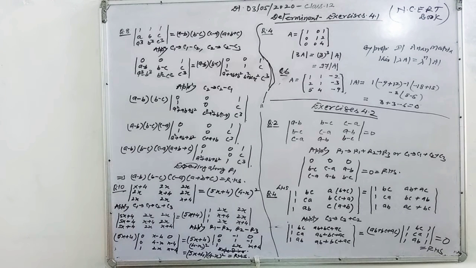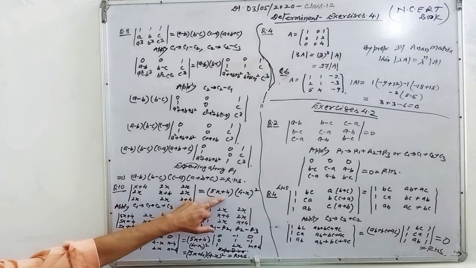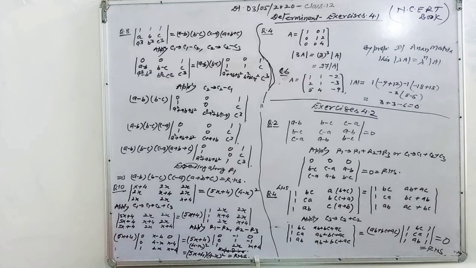Now your next question is question number 10. This is the determinant, and prove the result: 5x plus 4 is one factor and its second factor is 4 minus x whole square. So to get these factors you can apply the property.